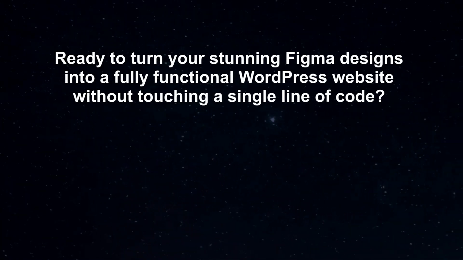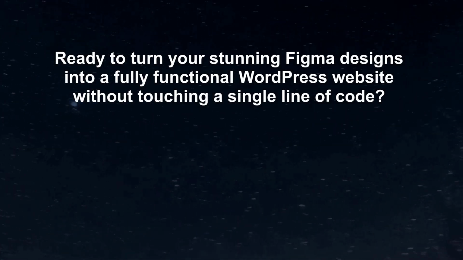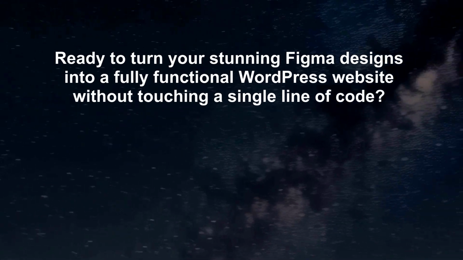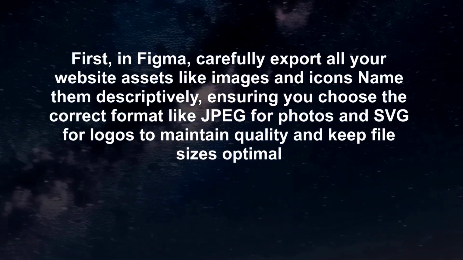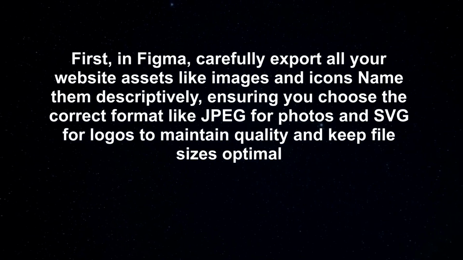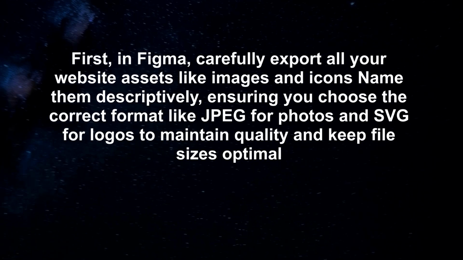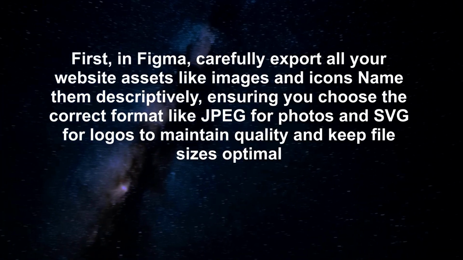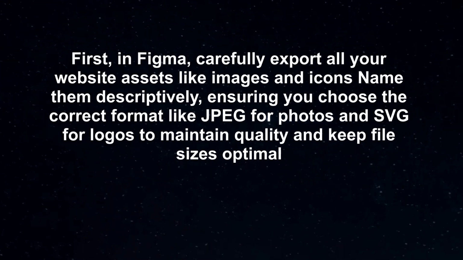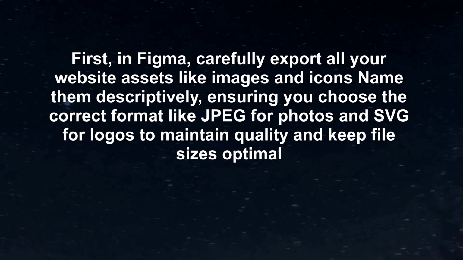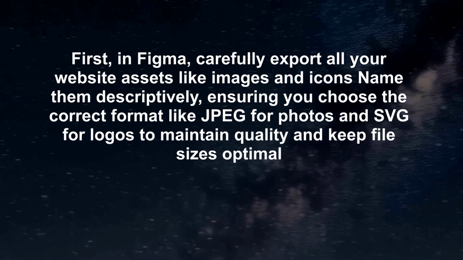Ready to turn your stunning Figma designs into a fully functional WordPress website without touching a single line of code? First, in Figma, carefully export all your website assets like images and icons, name them descriptively, ensuring you choose the correct format like JPEG for photos and SVG for logos to maintain quality and keep file sizes optimal.